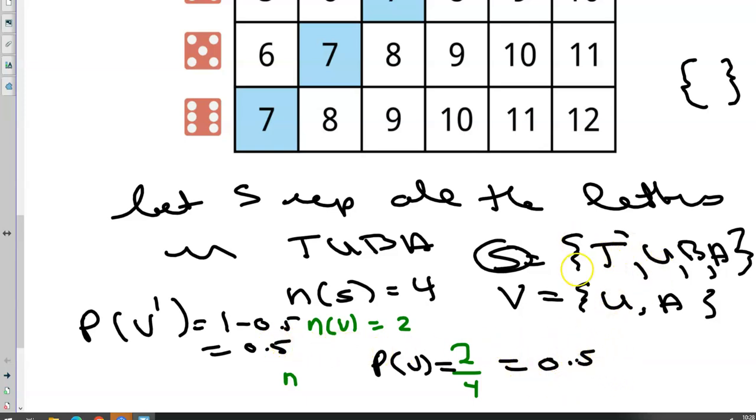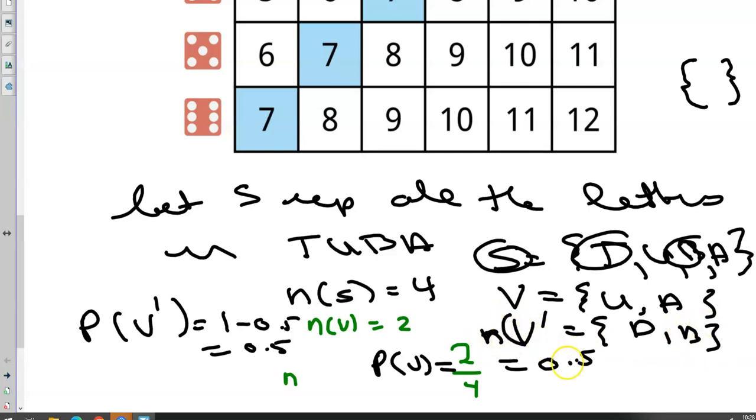Because there are 2 non-vowels, there's this guy and this guy. If I wanted to know what is in not V, it would be D and B, and the N of this, the size of this, would be 2 also. So you can do it in both ways. All right, so that's the intro to probability.